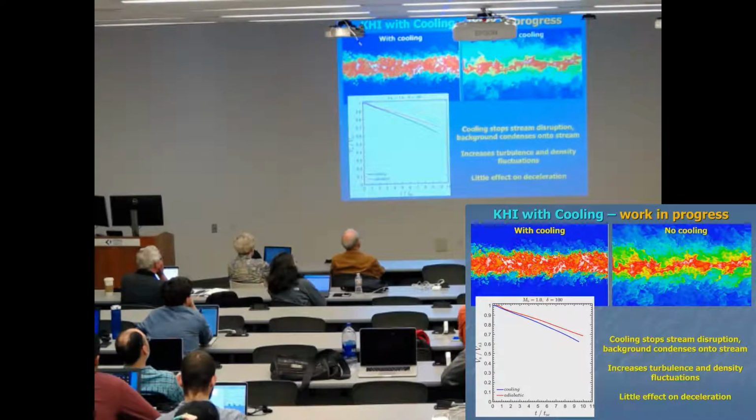Now, as I said, so far it was without cooling, without gravity. What happens if I put in cooling? Well, it dramatically changes the disruption of the stream. The stream no longer expands and mixes into the halo. Rather, the halo condenses onto the stream and increases the density fluctuations. This is work in progress. But the important thing with regard to my final point, the deceleration rates are unaffected. So my previous point about how much energy can be dissipated as it flows in is still valid.